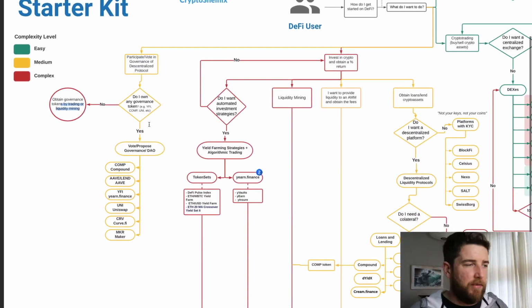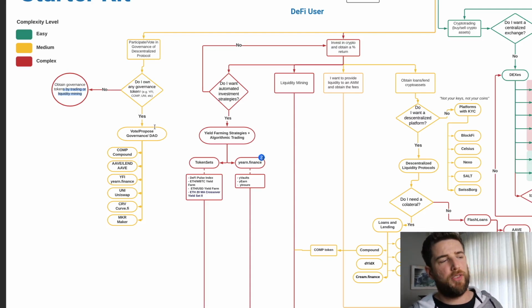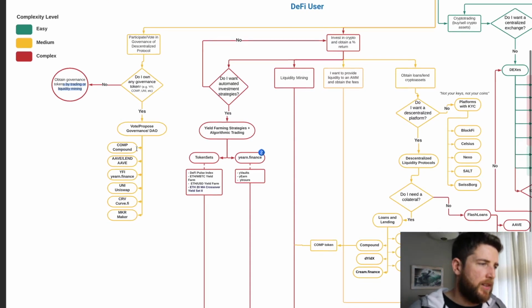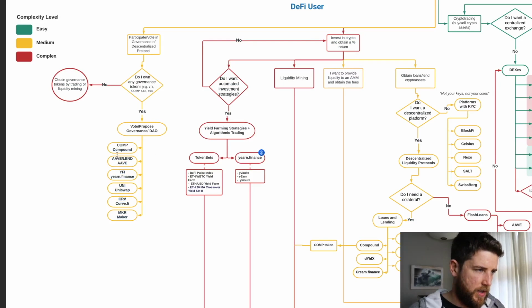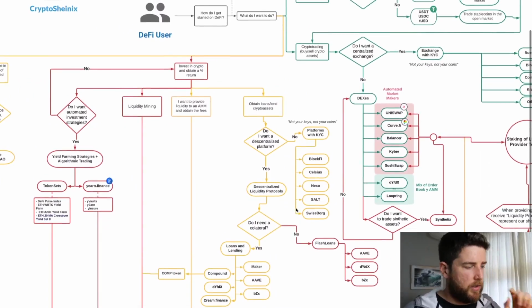And if you have these tokens, you basically go to the part of the protocol where the DAO, the decentralized autonomous organization, is, and there is the governance module. And I put here some examples of the tokens and the projects. Like COMP is from Compound, AAVE is from Aave, YFI is Yearn Finance, UNI is Uniswap, CRV is Curve, and MKR is Maker.